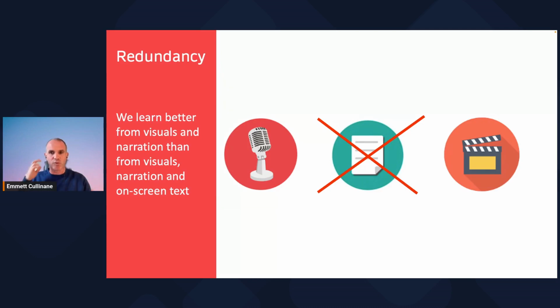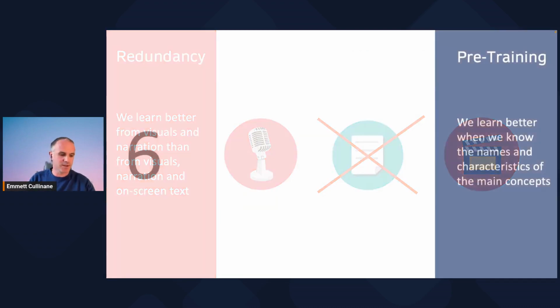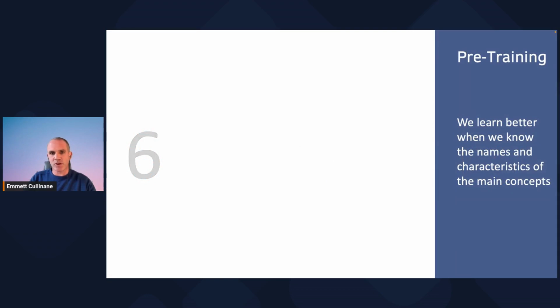You've then removed the clash. If you have to listen to me say it and read it at the same time, you're causing a clash. So that's redundancy. Number 6, pre-training. We learn better when we know the names and characteristics of the main concept.